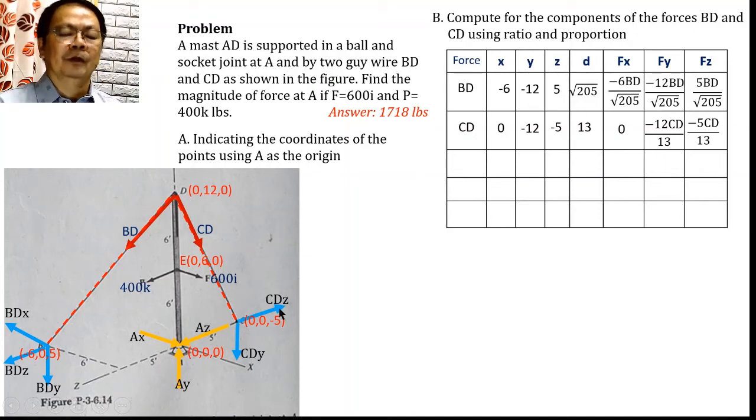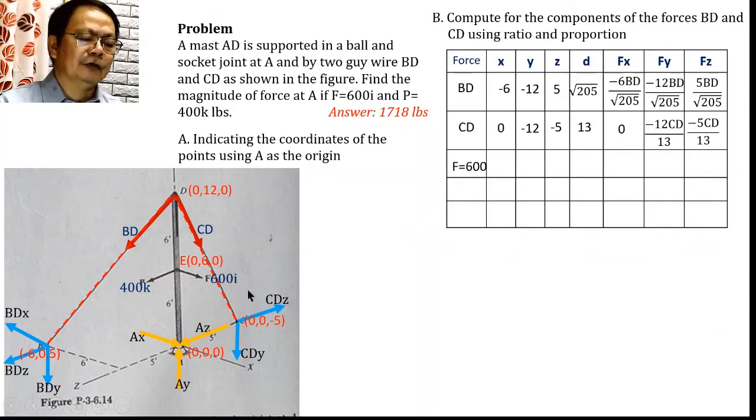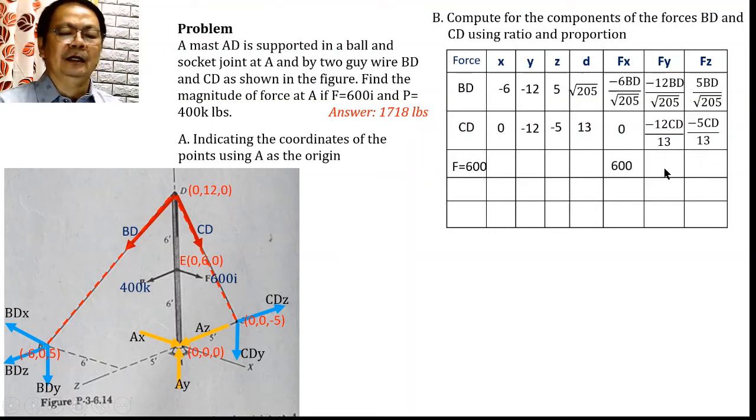So what are the other forces involved? We also have F. Our F, which is 600, has a direction only towards the positive x-axis, so only that component has a value, the 600, and the other two components are 0. Whereas this 400, the P that is equal to 400k, means its direction is the positive z-axis. So only that one has a value. It has no component along x and along y. So this one is 0, this is 0, and this is equal to 400.